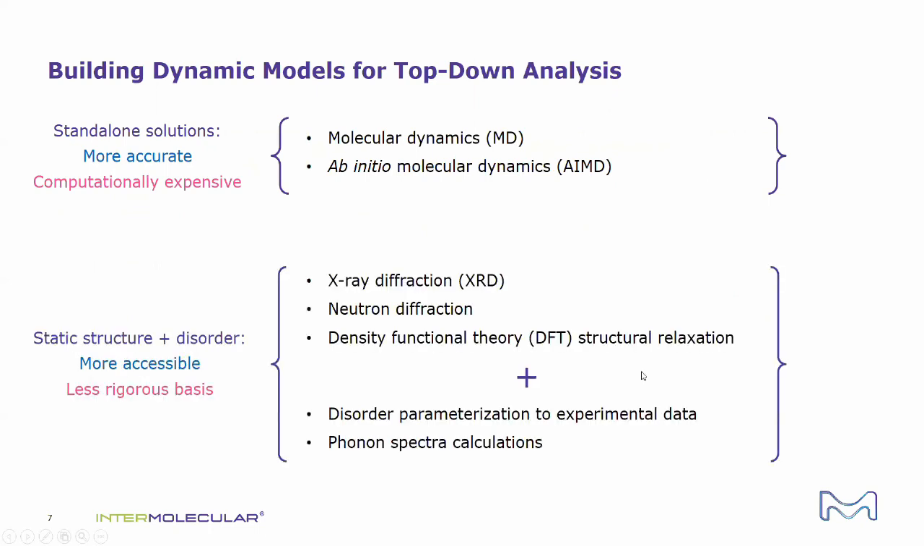But there are more ad hoc solutions as well. If you wanted to calculate static structure through one method, we can get it from X-ray diffraction analysis, neutron diffraction analysis, or a DFT structural relaxation. But the dynamics are really important for XAS analysis at finite temperature. So we can get a disorder parameterization to experimental data, which is what I did in the second example that I'll show today. Or you can use phonon spectra calculations, which is something that we're experimenting with at Intermolecular. And so this is generally more accessible, but possibly a little bit less rigorous.